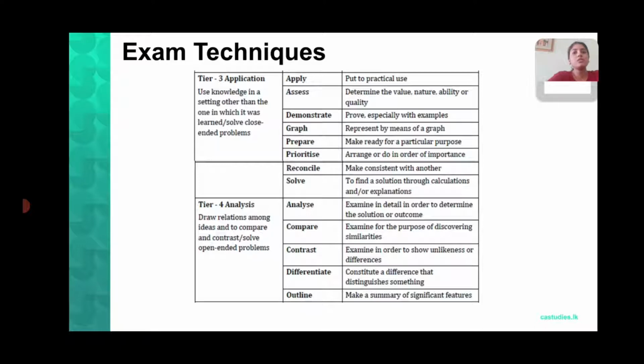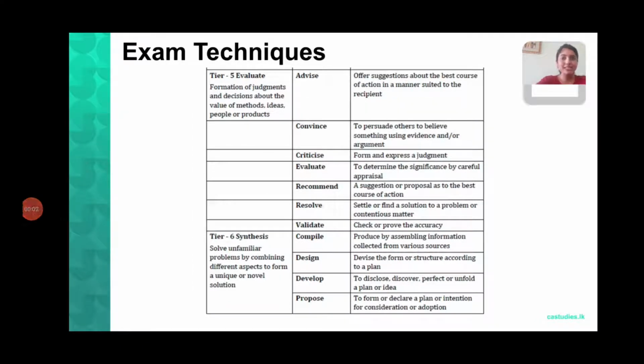And compare means you have to find similarities between two scenarios. But contrast means you must find differences between two scenarios. And differentiate means you must state the features that differentiate a particular item from another item. Okay, so that is meant by differentiation. And outline means again a summary, but of the significant features. So now let's look at tier 5 and tier 6.